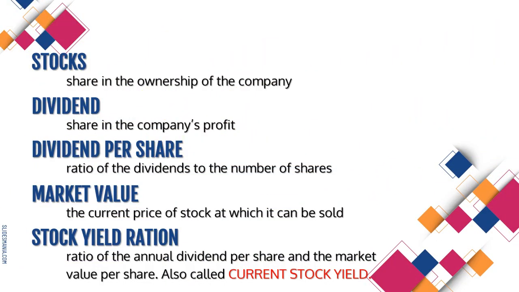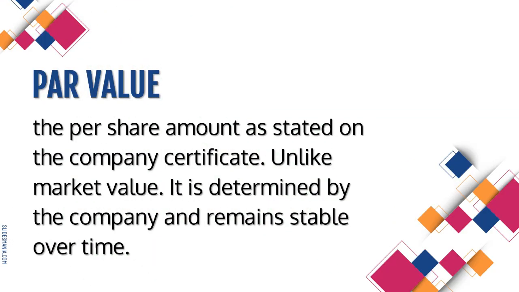Stocks. It is a share in the ownership of the company. Dividend. Share in the company's profit. Dividend per share. It is a ratio of dividends to the number of shares. Market value. The current price of stock at which it can be sold. Stock yield ratio. A ratio of the annual dividend per share and the market value per share, also called the current stock yield. Par value. It is the per share amount as stated on the company certificate. Unlike market value, it is determined by the company and remains stable over time.